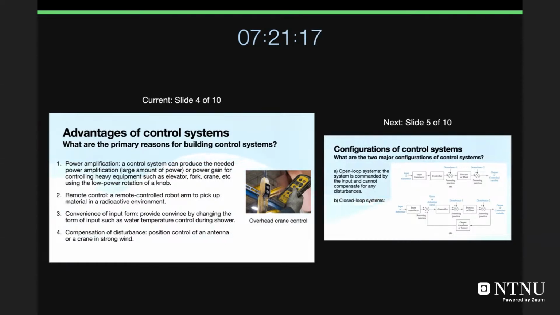Also, remote controlled robot arm, for example, to pick up material in a radioactive environment. Maybe you have a radioactive environment, for example, a nuclear reactor, and it's dangerous for people to be there. So in this case, we will design a robot, and we will be able to control it remotely. We can control it from a distance. So we'll be sitting somewhere, you have a camera, and you will be able to drive this robot in that location and pick up things like in Chernobyl, for example.